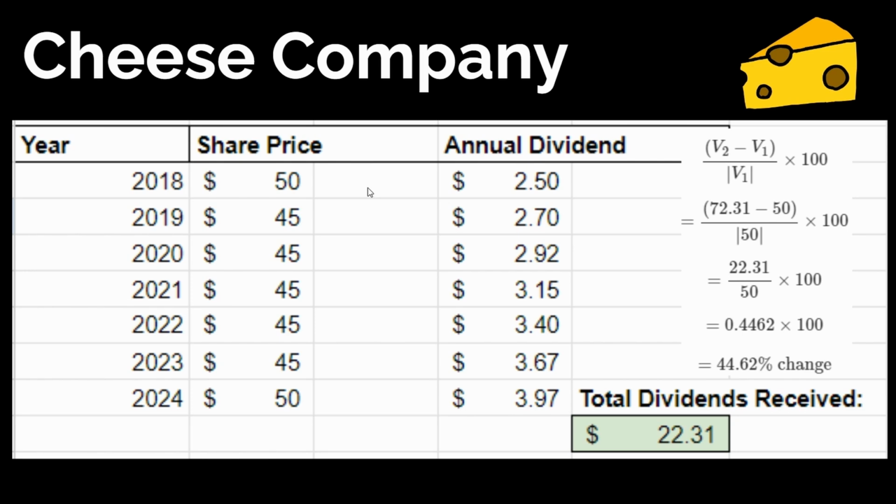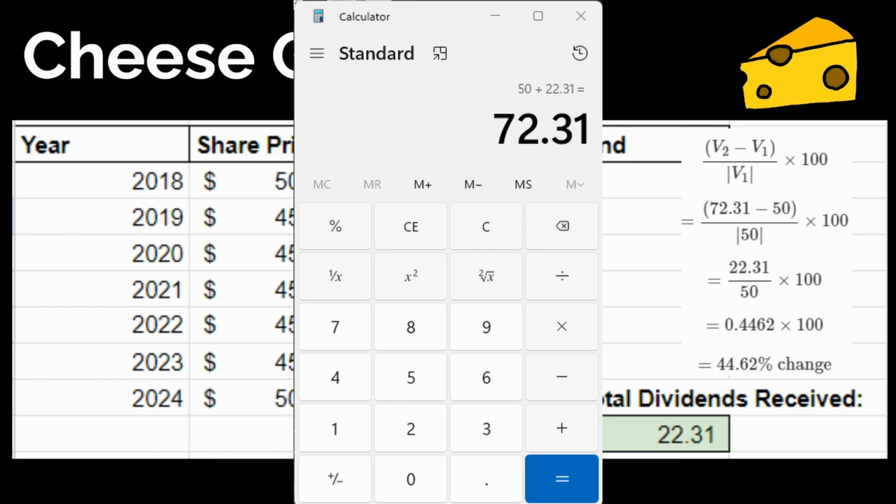So on surface value, the total return for 2018 to this year would have been flat, $50 to $50 or 0% change. But because the company paid a growing dividend during that time period, you are actually in the green. And that's what the adjusted stock price tries to reflect. Because of the dividends, it's as if your initial $50 into the company became $72, which is a 44% increase in total return.